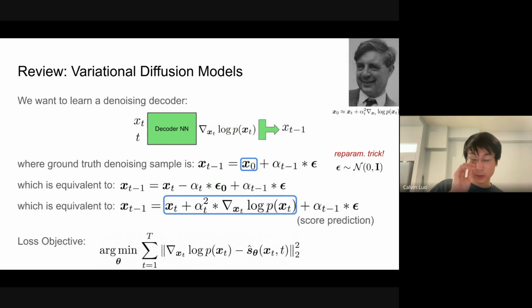And just another equivalent formulation is plugging in Tweedie's formula. For x0, Tweedie says x0 is approximately xt plus alpha t squared times the score of xt. When we plug it in, we can say that our ground truth xt minus 1 is equal to this long equation where the only unknown is the score prediction. So equivalently, we can say our diffusion model can be thought of as a score predictor with this loss objective.